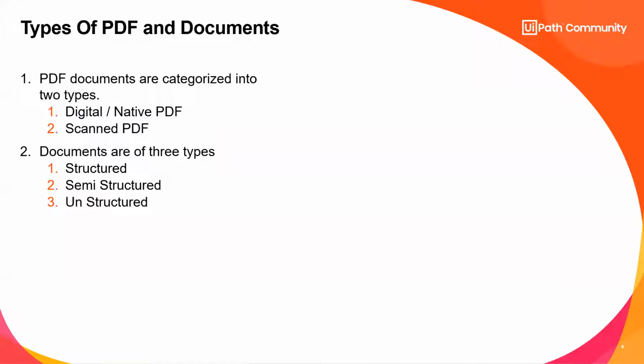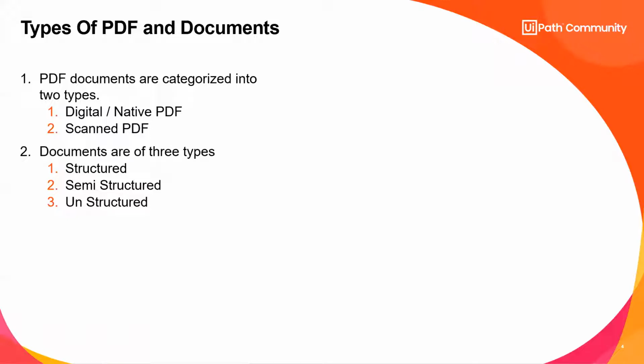And what is a scanned PDF? A scanned PDF is something we scan with our scanner and keep in the system, which is kind of image based. In a digital PDF, we can directly select the text if we just open the PDF. In a scanned PDF, we cannot select it. And we can see that in the further sessions.